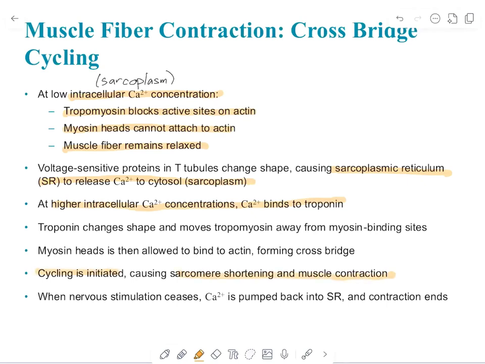When the nervous system stimulation stops and there's no more acetylcholine released, calcium returns to storage, goes back into the sarcoplasmic reticulum, and contraction ends.